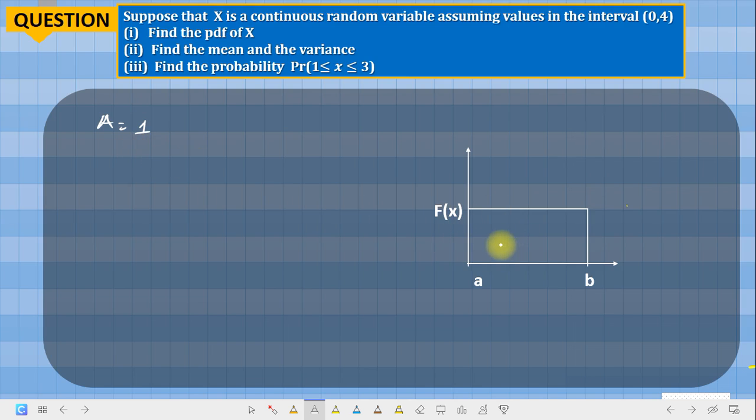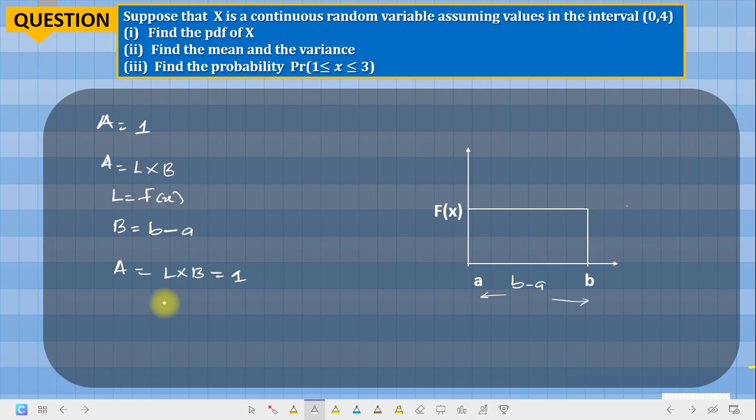Now what shape does this form? Of course, a rectangle. The area of a rectangle is length times breadth. Our length is f of x, and our breadth is the distance from here to here, which is given by b minus a. So our breadth is b minus a. Now the area, which is length times breadth, must equal 1 for a uniform distribution.